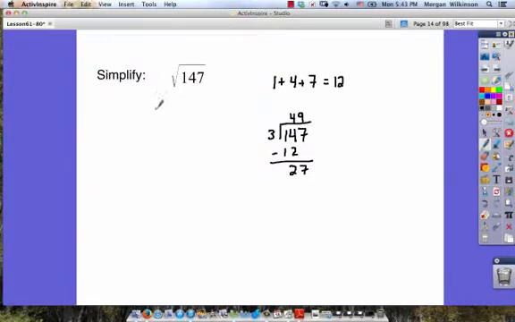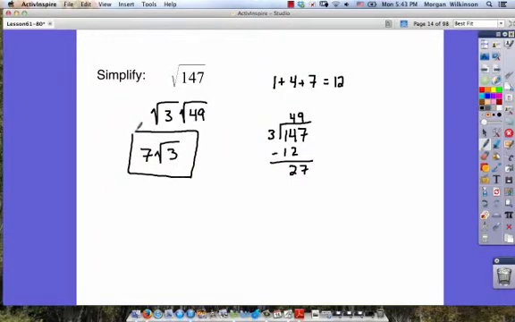So the square root of 147 is going to be the same as the square root of 3 times the square root of 49. This is a nice one because the square root of 49 is 7. So we're going to get 7 times the square root of 3. Whenever we see a problem with a square root, we always want to see if we can simplify it to its lowest terms, just like we always try to reduce fractions to their lowest terms.